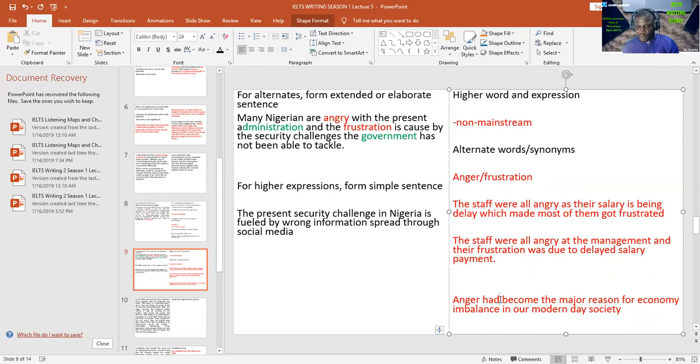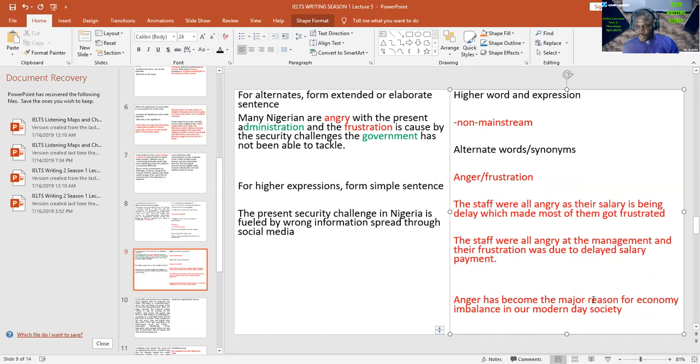"Anger has become the major reason for economic imbalance in our modern society." I do not agree with the context, but the sentence is right. You said anger has become the major reason for economic societies. Modern society association is dwindling the citizen. You didn't properly contextualize this statement.